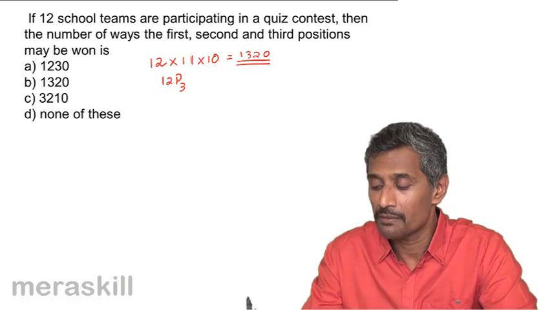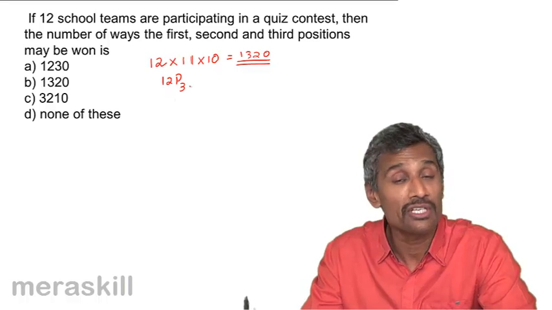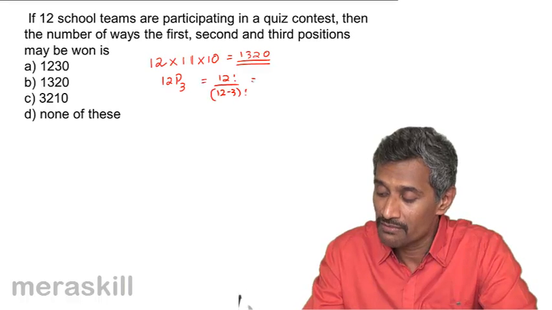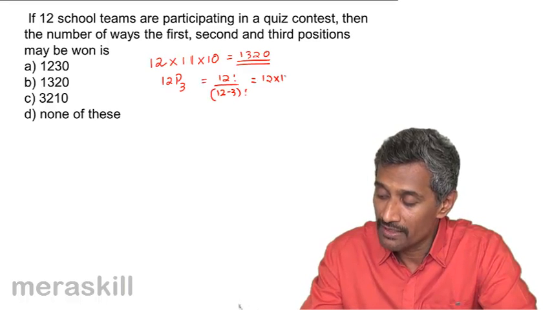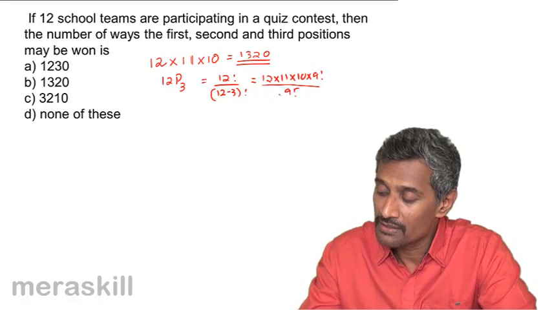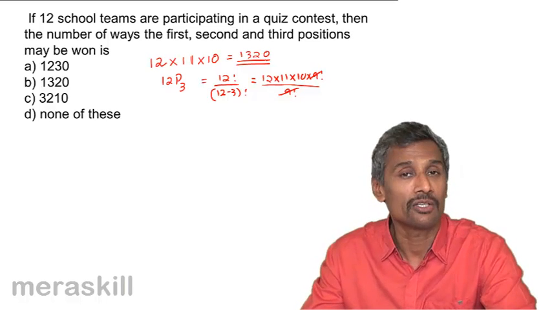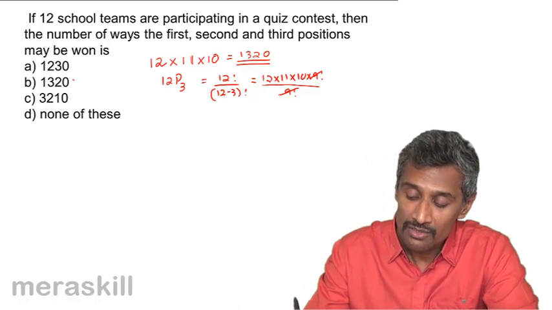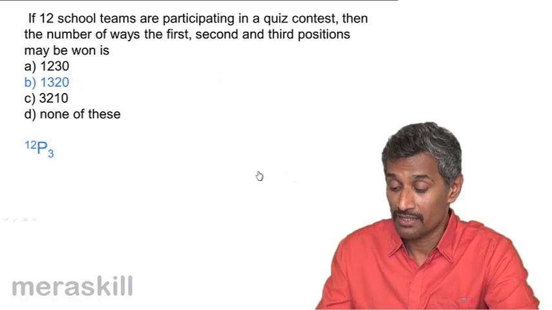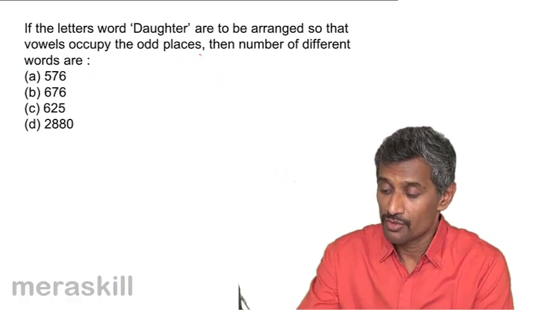Another way of doing it is you have 12P3, that is, you're picking up 3 positions out of 12 and arranging in so many ways, which is the same as 12 factorial upon 12 minus 3 factorial, which is 12 into 11 into 10 into 9 factorial upon 9 factorial, which again turns out to be 1320. So this is how we get 1320. So what do we have here?